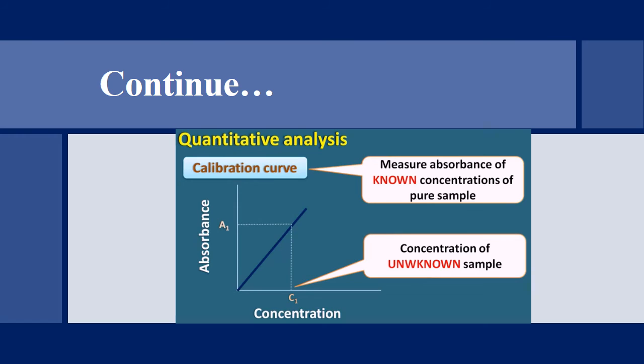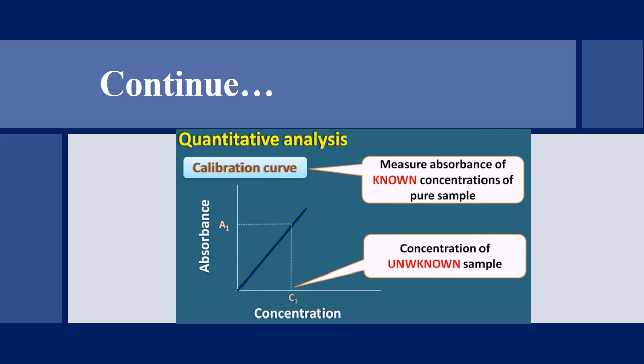Quantitative analysis will be performed by taking the calibration curve, which will measure the absorbance of known concentrations of pure sample. Suppose we are going to estimate the concentration of the aspirin present in a tablet. Then we are going to take the pure aspirin sample and prepare a series of dilutions, like C1, C2, C3, C4 and C5, and then measure the absorbance at different concentrations.